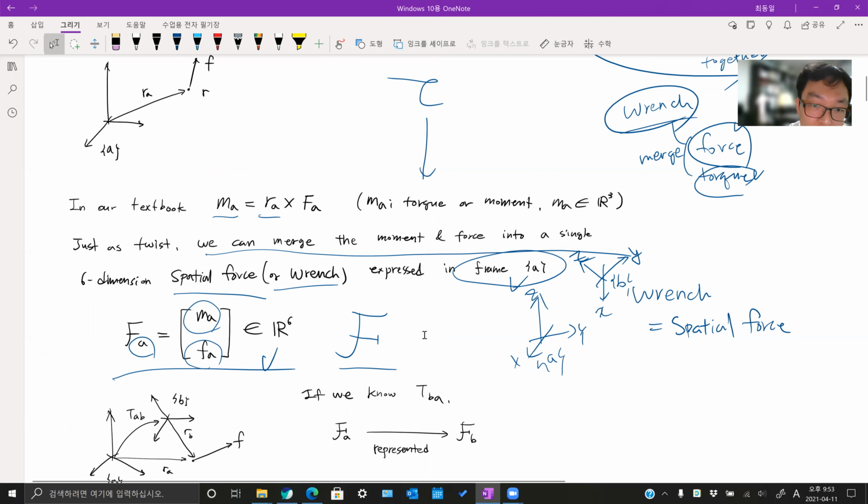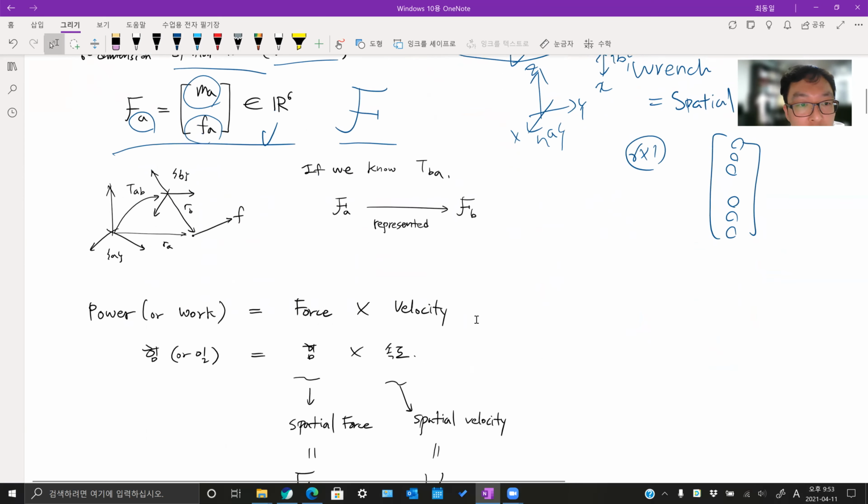So this one is a 6 by 1 vector. The moment is the upper 3 by 1 vector, and the force is the lower 3 by 1 vector. So this one becomes the wrench. Okay.